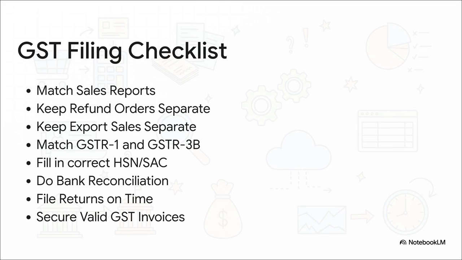Match your sales reports, segregate those refund orders so you're not overpaying. Keep your export sales totally separate from your domestic ones. Make sure GSTR1 and GSTR3B match. Always use the correct HSN and SAC codes. Religiously do your bank reconciliation. Never, ever miss a filing deadline. And keep all those valid GST invoices locked down so you can claim your ITC.